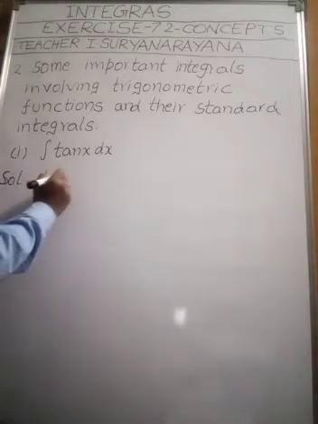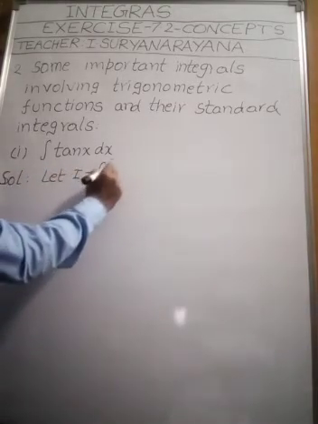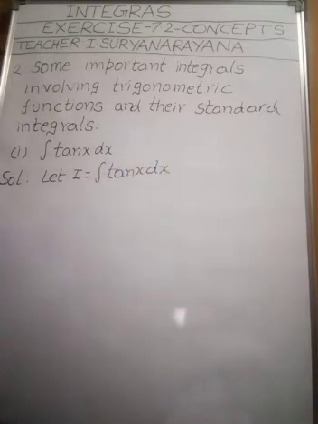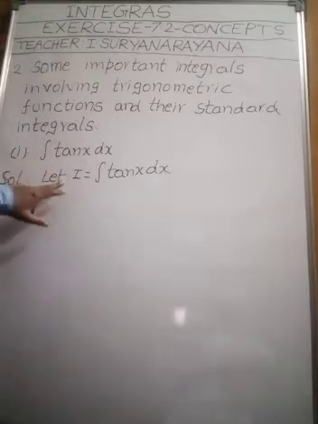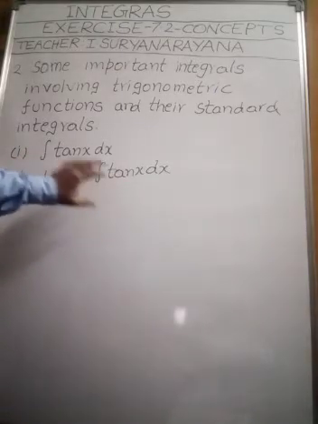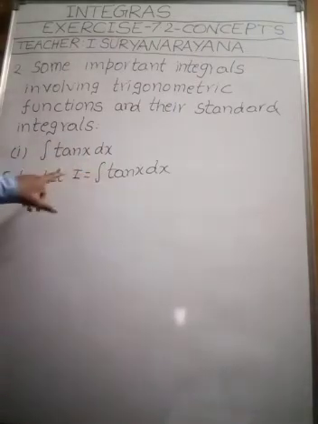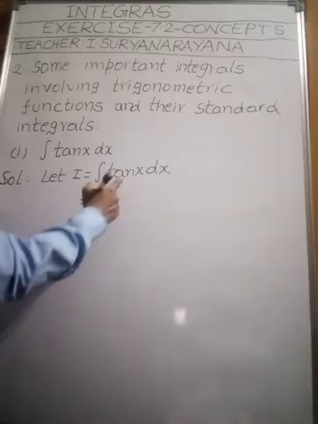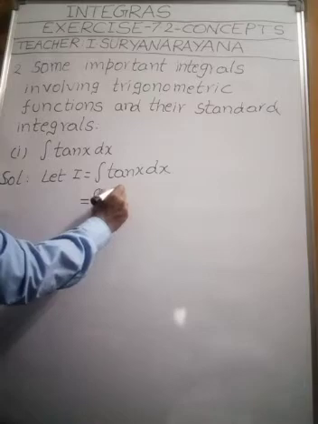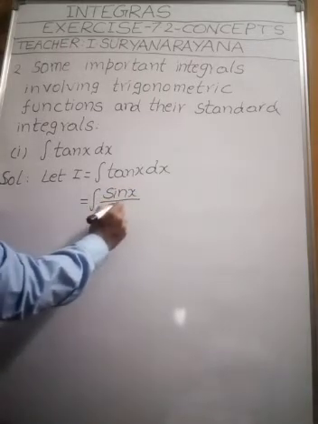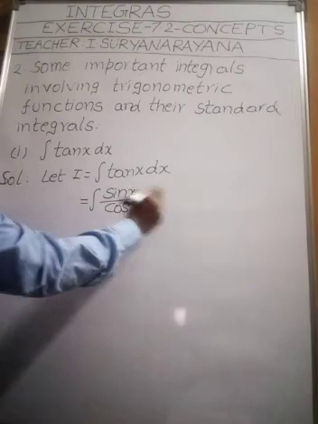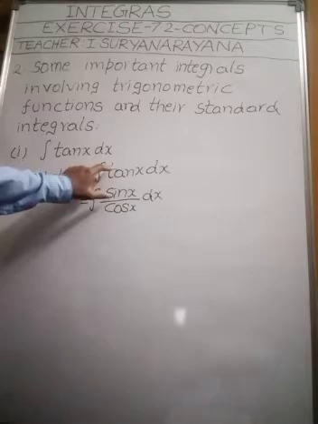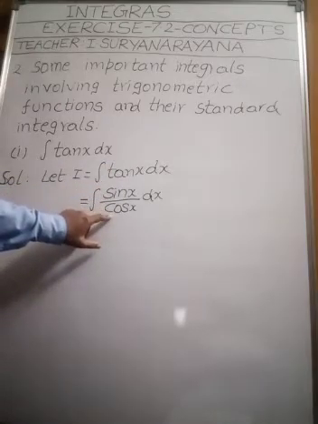Let I is equal to integral tan x dx. Okay, my children, we have written I is equal to integral tan x dx. We assumed the integral is capital letter I. This is equal to integral tan x, which can be written as sin x by cos x, dx. Isn't it, my dear children? Tan x can be written as sin x by cos x. So I wrote this step. Understood this step, my dear children?